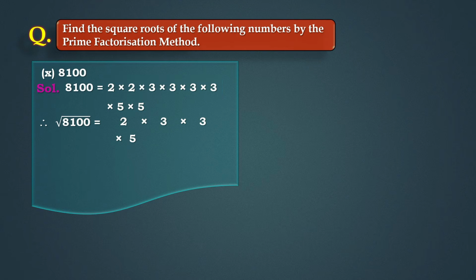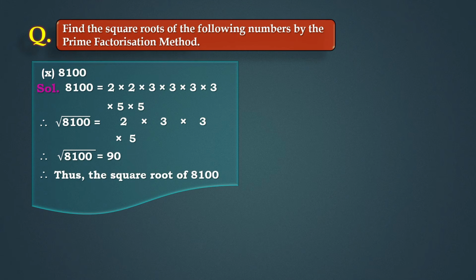Now, multiply step by step. 2 multiplied by 3 is 6. 6 multiplied by 3 is 18. 18 multiplied by 5 is 90. Therefore, the square root of 8100 is 90. Keep practicing to master this method quickly and accurately.